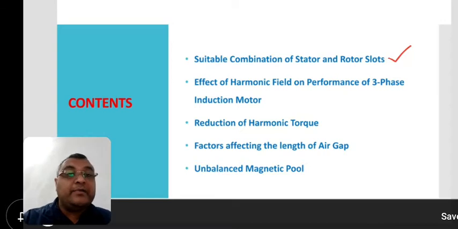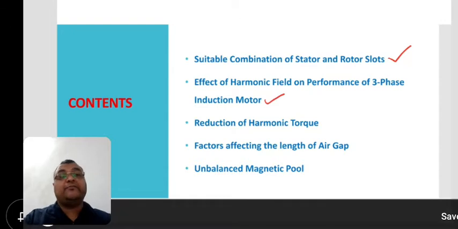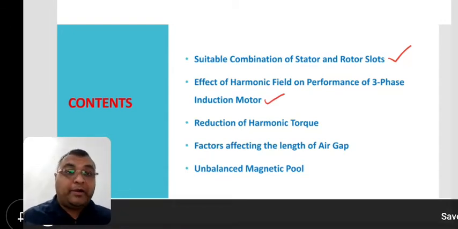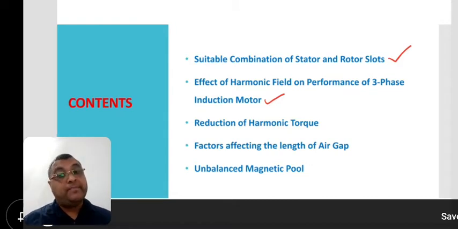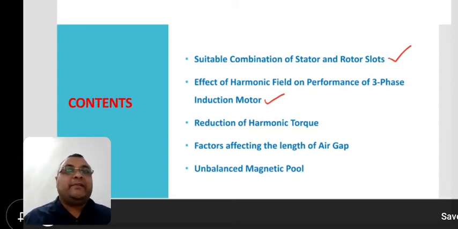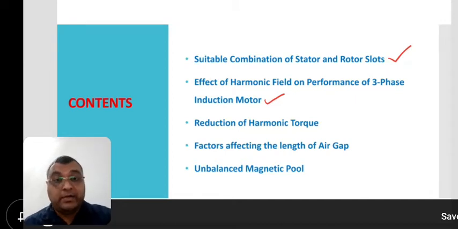Then we will see the effect of harmonic fields on the performance of the three-phase induction motor, because harmonics are a very critical issue nowadays. We are using so many control systems based on power electronics devices, and these are the major components that produce harmonics in our power system and in our electrical equipment.